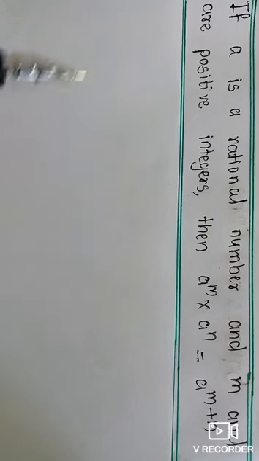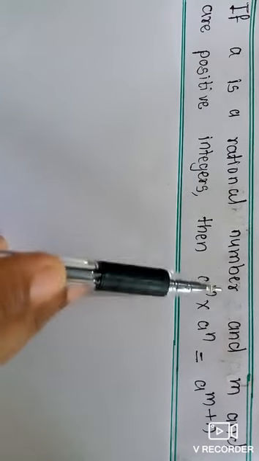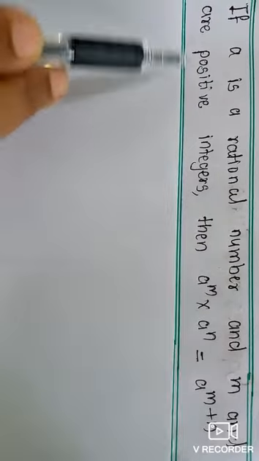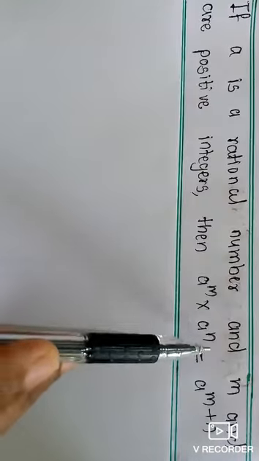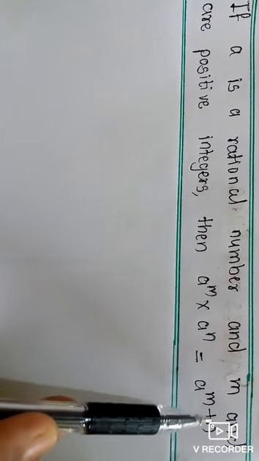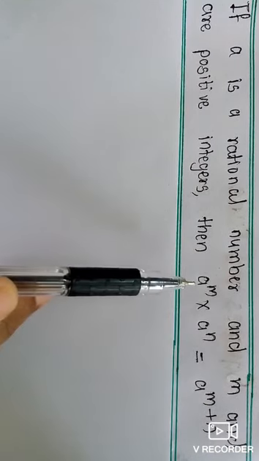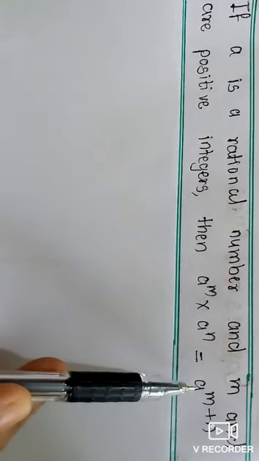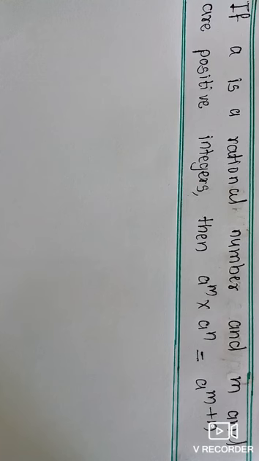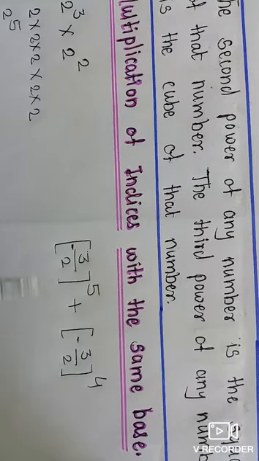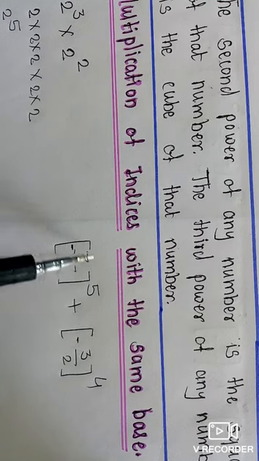So what rule have we seen? If A is a rational number and M and N are positive integers, then A raised to M into A raised to N is equal to A raised to M plus N. Means if the bases are the same, we can add the indices, and one time only we have to take the base. Got this first rule?